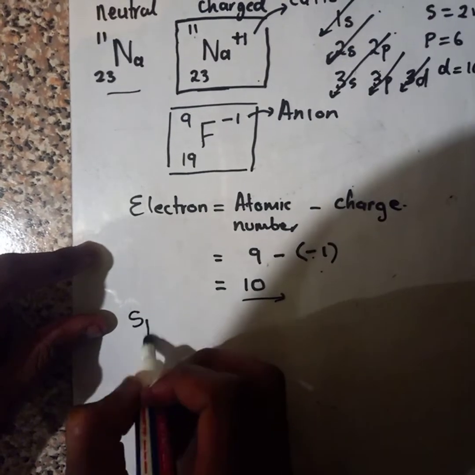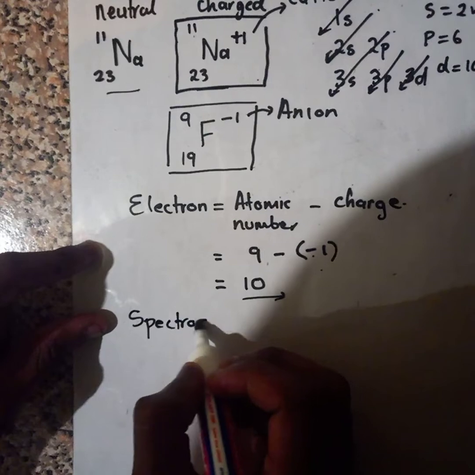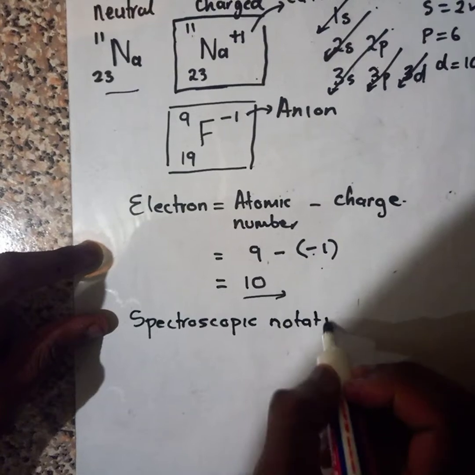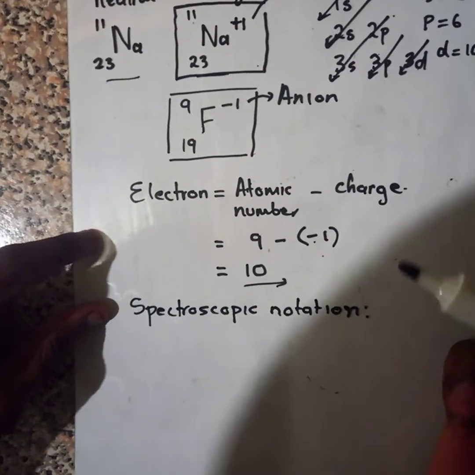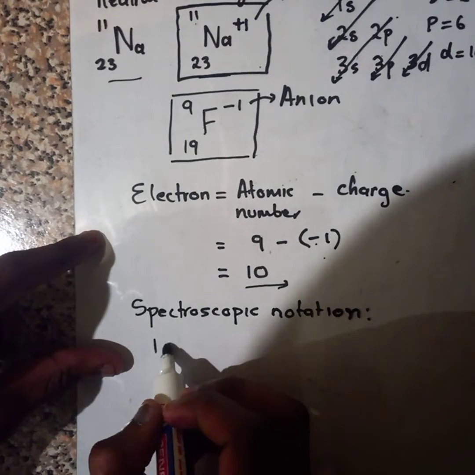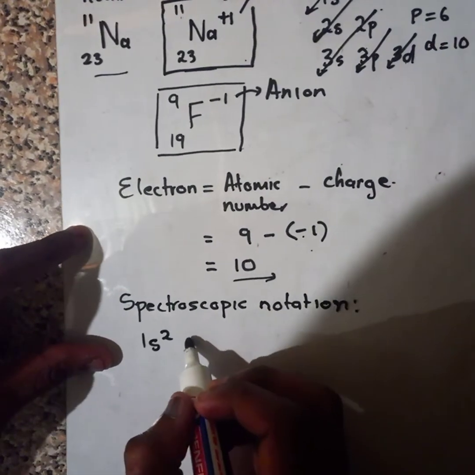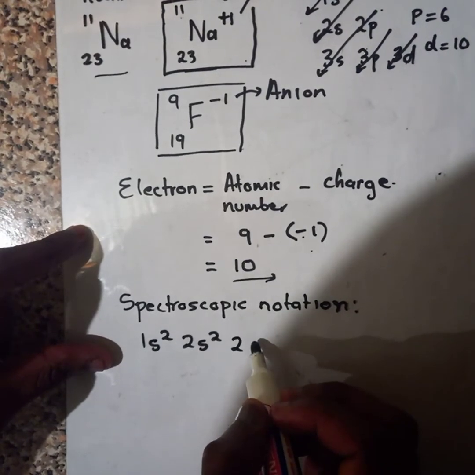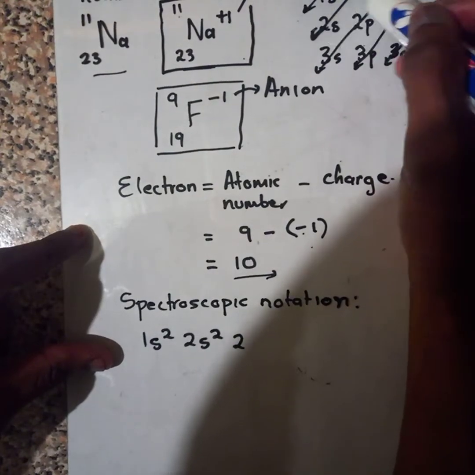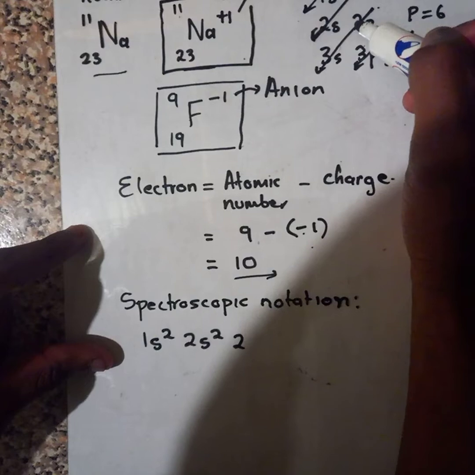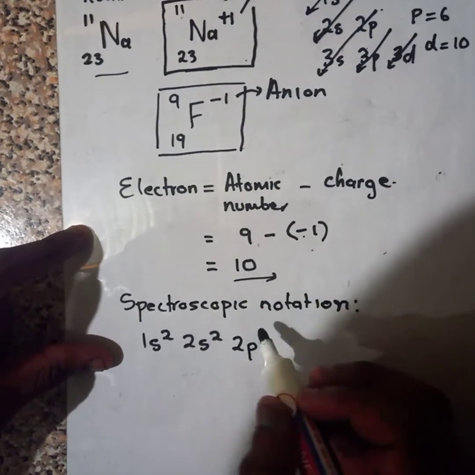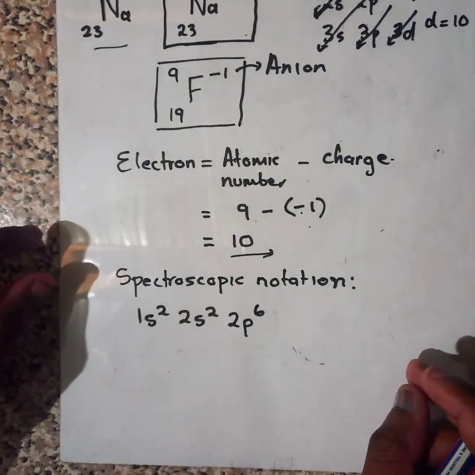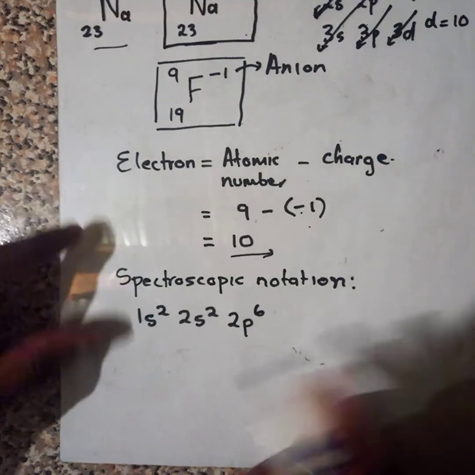Let us go to spectroscopic notation. Okay, we start with 1s, which can take up to 2, then 2s can take up to 2, then 2p can take up to 6. Then now it's going to be simple, because for the previous one we also got 10.